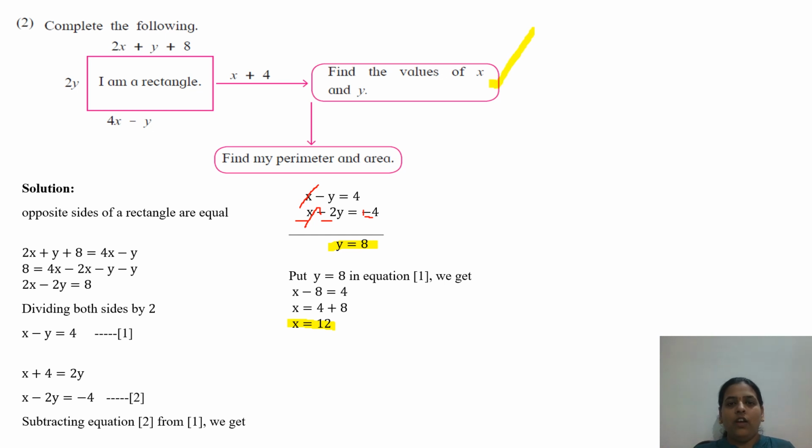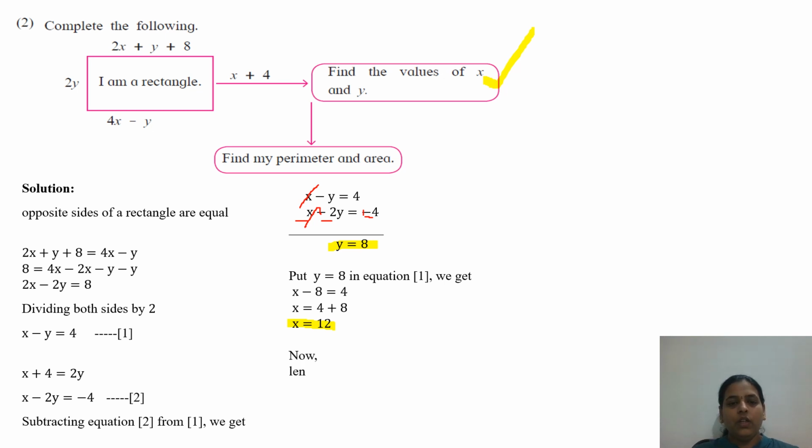Value of x and value of y. Clear? Then we want to calculate what? Perimeter and area. Okay. So how to calculate perimeter and area? You must know the formula first. Okay. When I calculate perimeter of a rectangle and area of rectangle, you must know the length and breadth of the rectangle. So how to calculate length and breadth?